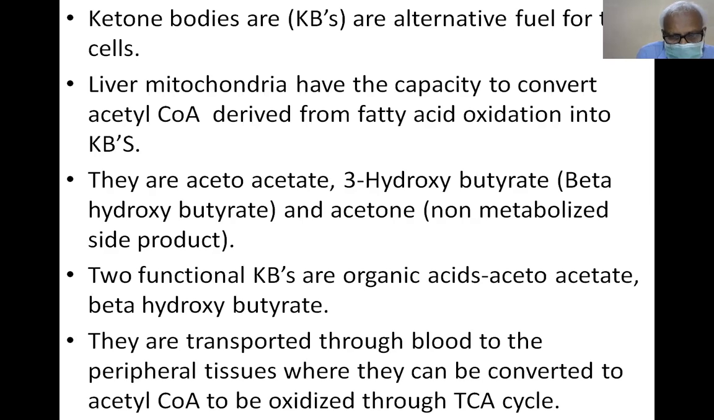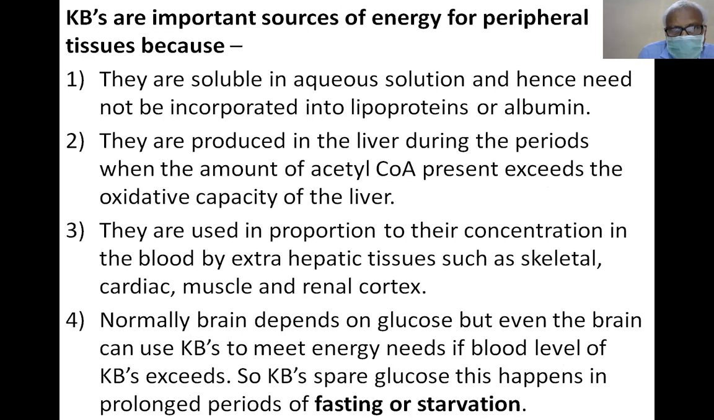They are transported through blood to the peripheral tissues where they will be converted to acetyl-CoA. Then it can be oxidized through the TCA cycle that you know pretty well. Ketone bodies are important sources of energy for peripheral tissues. Why are ketone bodies important sources of energy for peripheral tissues? Only because they are soluble in aqueous solution and hence need not be incorporated into lipoproteins or albumins for carrying into the peripheral tissues.